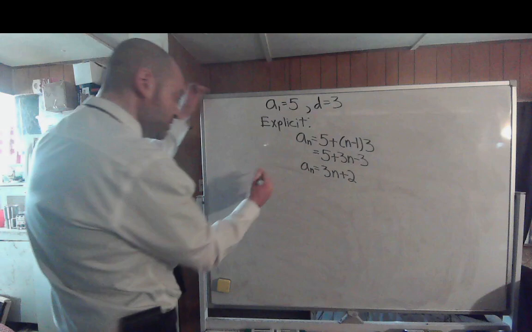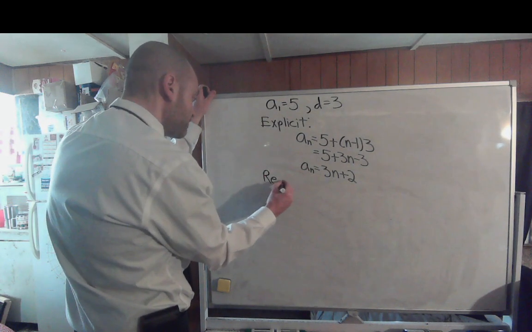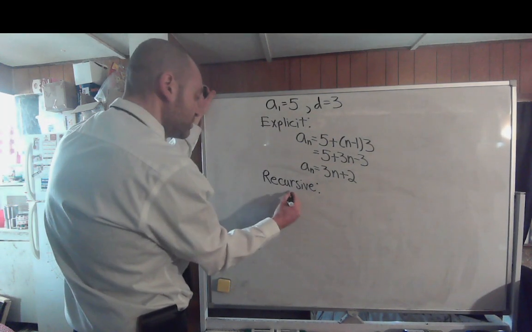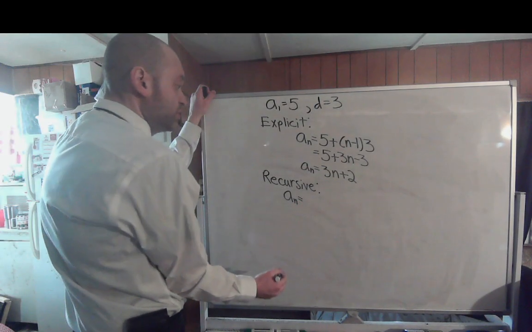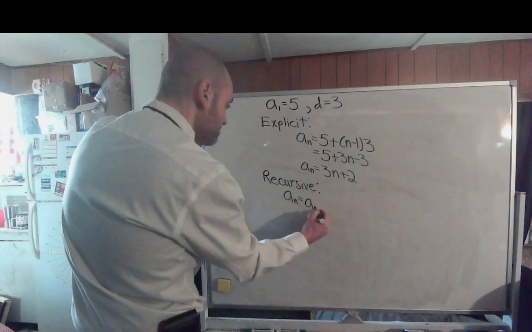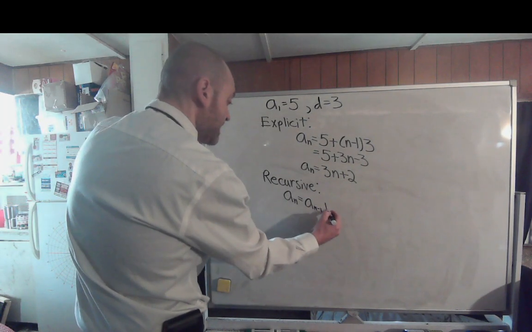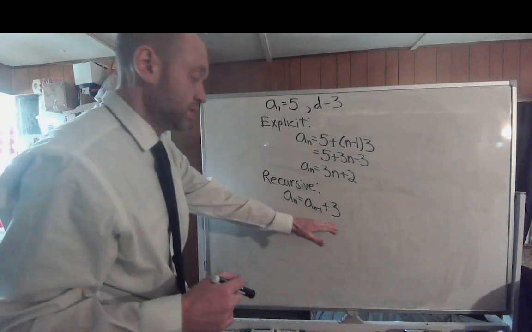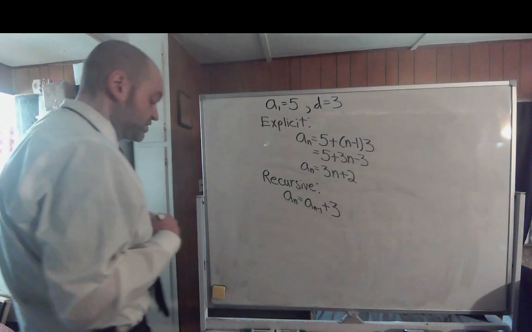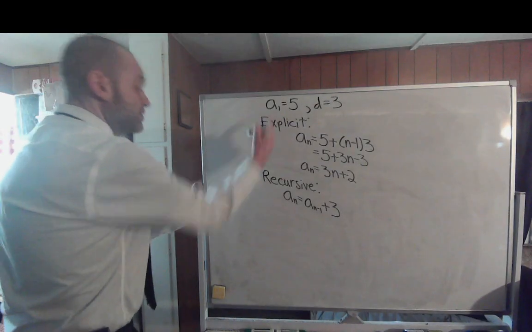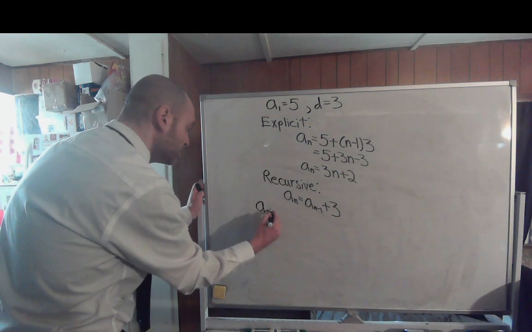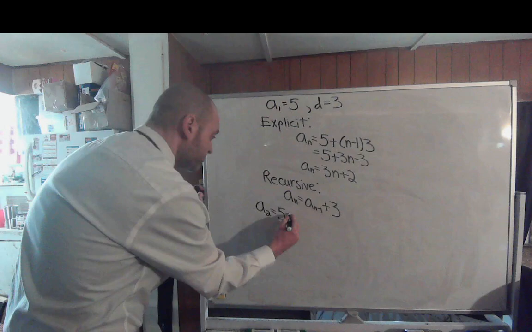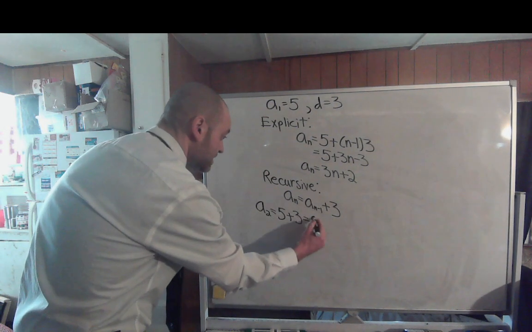Now let's find the recursive formula. The recursive is much simpler to work with. To find your next term, you'll take your previous term, a sub n minus 1, and just add that common difference of 3. So a sub n equals a sub n minus 1 plus 3. Now let's find the first 5 terms of the sequence. We already know the first term, so a sub 2 will equal a sub 2 minus 1, which is a sub 1, so that'd be 5 plus 3, which gives you 8.